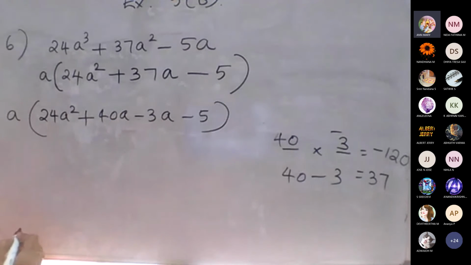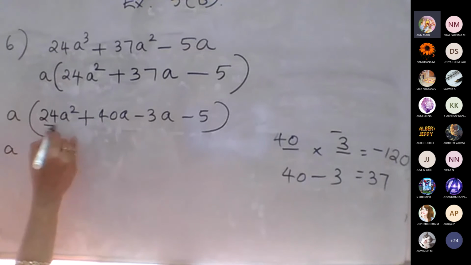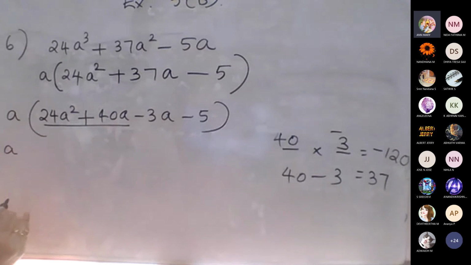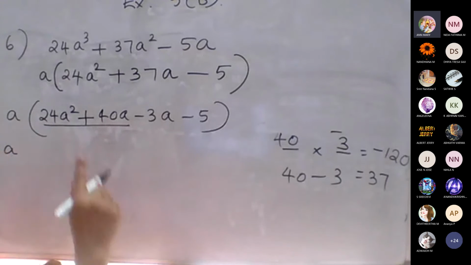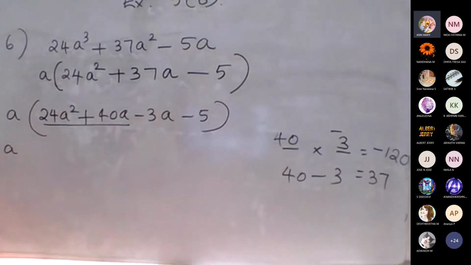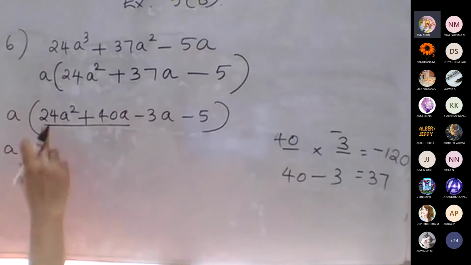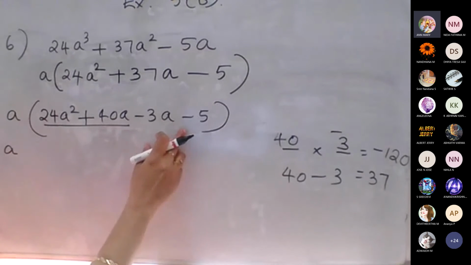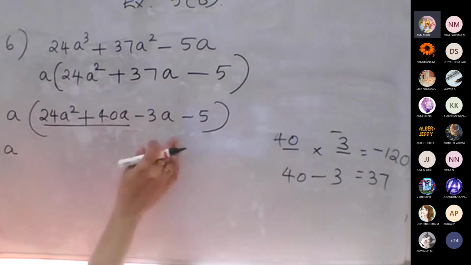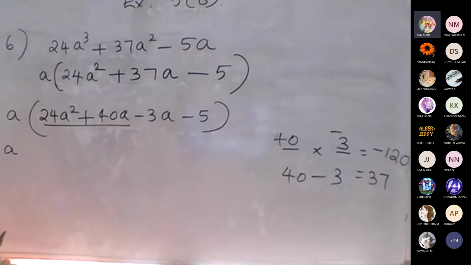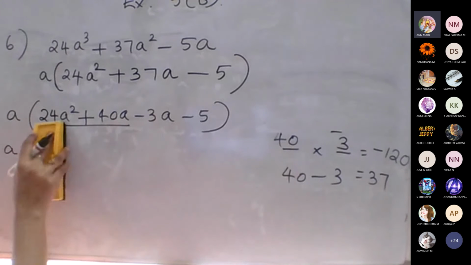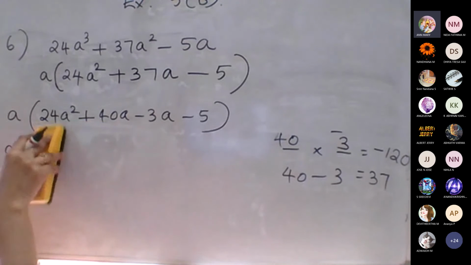Okay. Then 24a square plus 40a. Which one do we have to take common there? There is confusion, so just think in reverse. This is the bigger number, and that is the smaller number. With this smaller number, you adjust 24a square and 40a. That is better. Understood what I am saying?